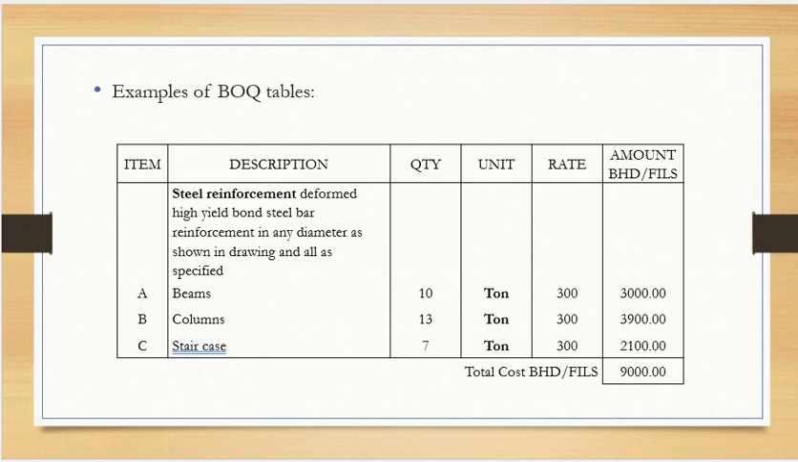And then this is done, and the rate is 300. As you can see, the rate is the same. Per ton rate is the same because the type of steel is the same. So this is then done, and then this is the total cost of what? So this is like how many? 9,000. Okay, 9,000 for what? Steel. Which steel? Steel reinforcement which is deformed. Clear?